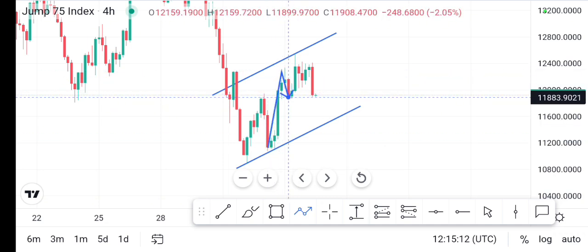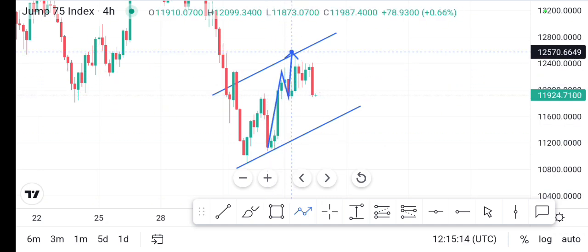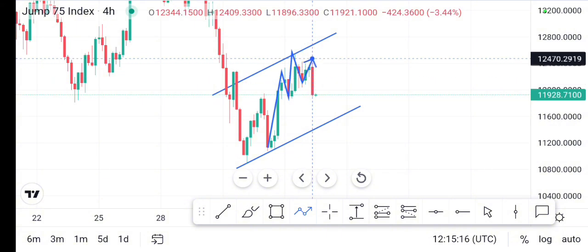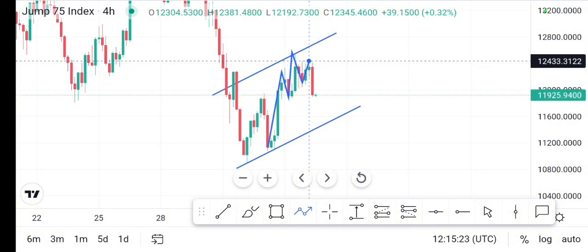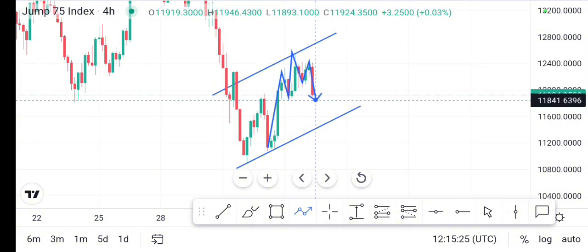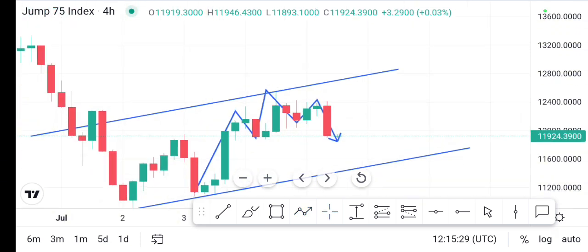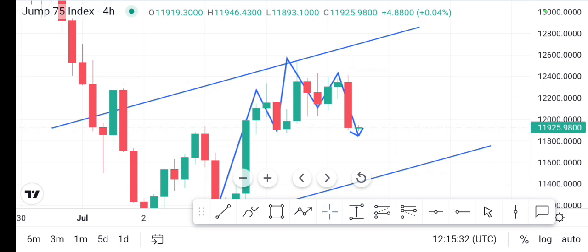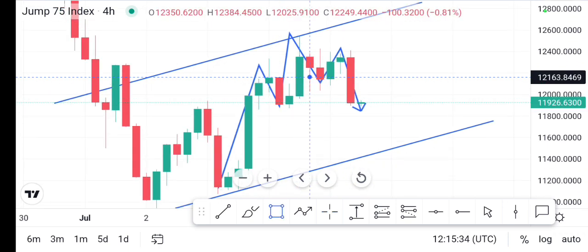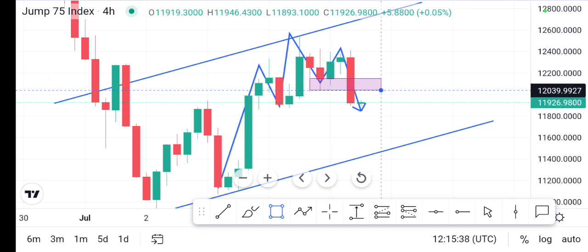We made a low here. You can see we made a high, and then we made a low. We failed to break above here, head and shoulder. So we have broken the structure. If you can see it very well, we have broken the structure around this area. The structure here was broken. You can see that this structure is broken.